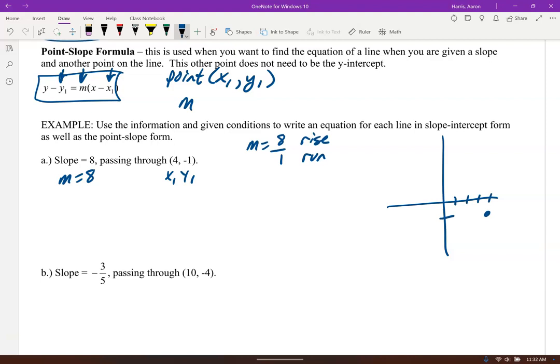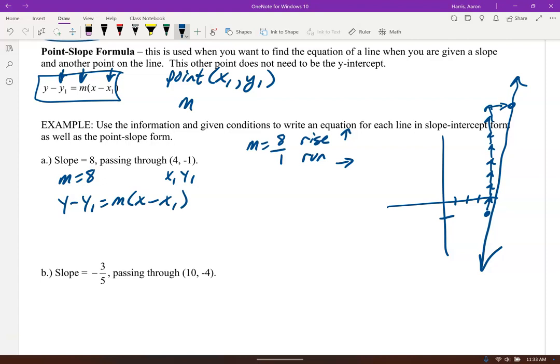So if I was to draw this, rise 8, so I go up since it's positive, and run 1, right 1. So I go up 8, 1, 2, 3, 4, 5, 6, 7, 8, and right 1. And that's my next point, and I can draw that pretty steep line because it has a slope of 8. But let's go ahead and write the equation for it. Now you kind of have a visual of this. Let's go ahead and write the equation. So I have a point and I have a slope. I'm going to use point slope form first.